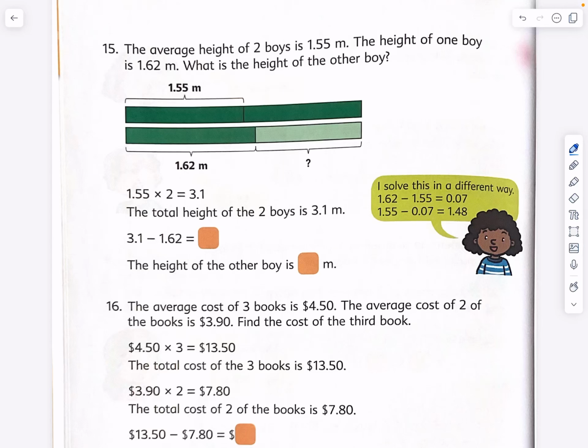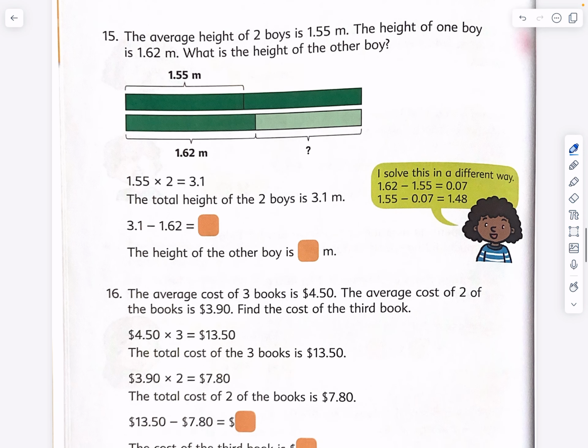Hello, we continue to solve word problems about averages. This is Singapore Math, textbook 5B, and we're on page 88. Now, I would say the word problems are a little bit more challenging, requiring a multi-step solution in this particular set, so let's get to it.